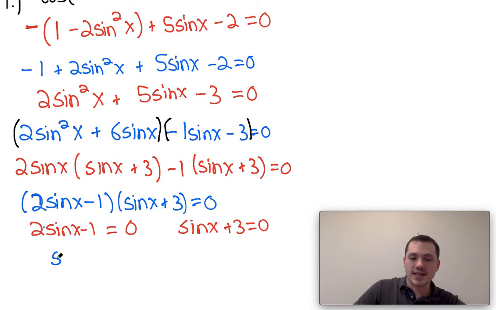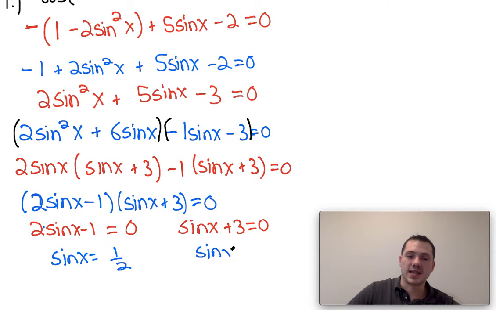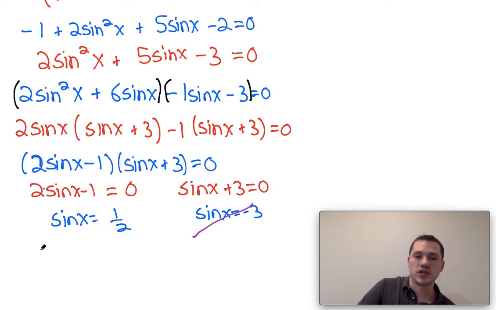Solving this for sine of x, we find sine of x is equal to 1/2. And solving this, we find sine of x is equal to negative 3. Now at this point you should know that sine of x equals negative 3 is not a solution, because sine of x can only range from negative 1 to 1. However, sine of x is equal to 1/2, and we typically describe the solutions just on the interval from 0 to 360, or more commonly 0 to pi.